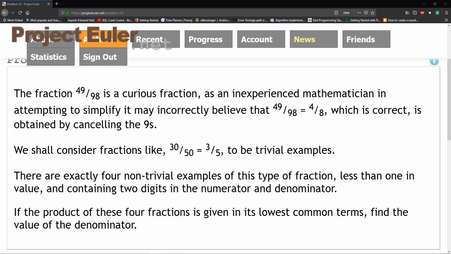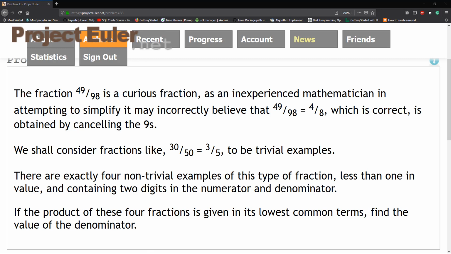And today we're going to be solving problem 33. It states that we're given a number like 49 divided by 98, and as an inexperienced mathematician, we're trying to simplify it incorrectly. So what we do is we chop off the 9's, and we get something like 4 divided by 8, which is actually correct, and we obtain that by canceling out the 9's.